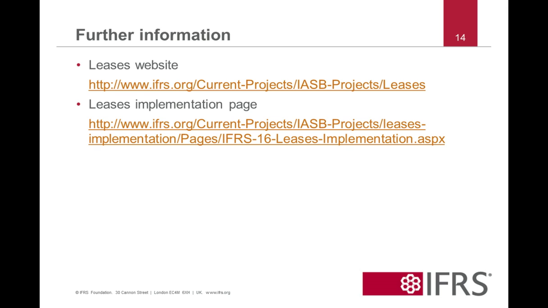So we've now talked through all of a lessee's transition steps in some detail. So firstly, identifying the population for transition. Secondly, choosing the transition approach. Thirdly, considering the 12-month exemption. Fourthly, measuring the lease liability. And finally, measuring the right of use asset.